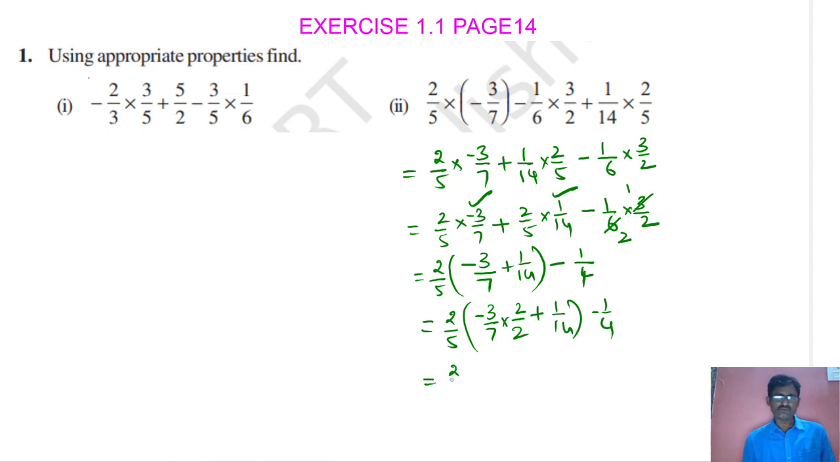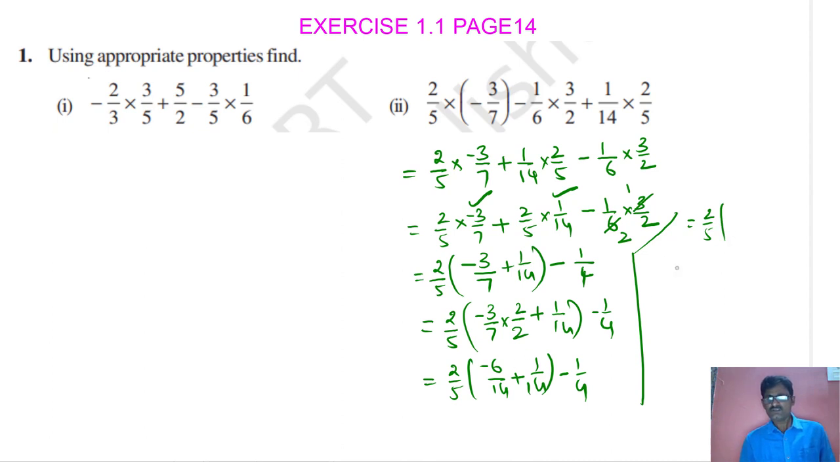This is equal to 2 by 5 times, this is minus 6 by 14. 3 times 2 is 6. So minus 6 by 14 plus 1 by 14, then minus 1 by 4. Now this is equal to 2 by 5 times, here 14 is the common denominator, we can write 14 like this, and then in the numerator minus 6 plus 1, then minus 1 by 4.